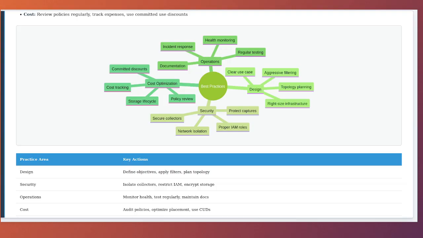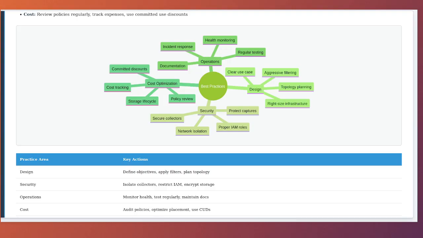The bottom section covers cost optimization. First, review your mirroring policies regularly. Traffic patterns change over time. A policy that was critical 6 months ago might be monitoring traffic that no longer exists. Deactivate or delete unnecessary policies.